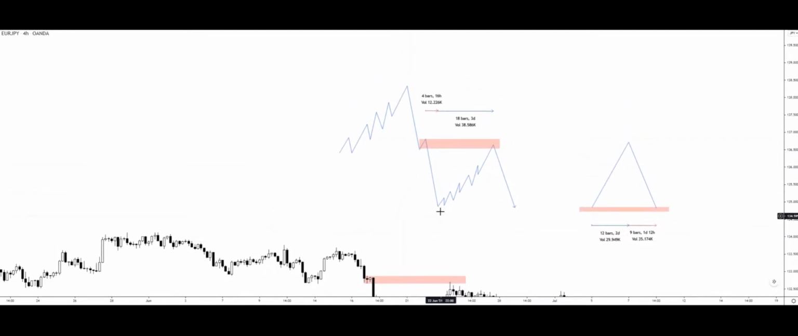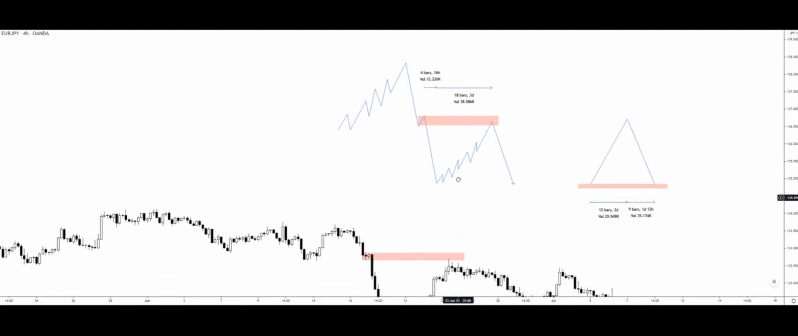So for example, price came down, created a pivot point, pivoted from this certain area, and then price came back up. If we were looking to sell from here, we need to measure the momentum. So in this case, it took 18 bars for price to push up, and it only took 4 bars for price to reach down. So this tells us that there's much more bearish momentum.